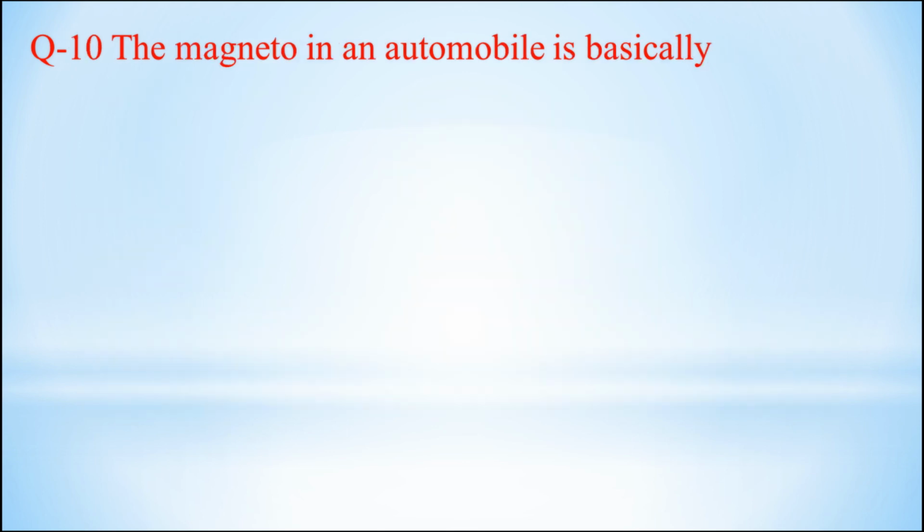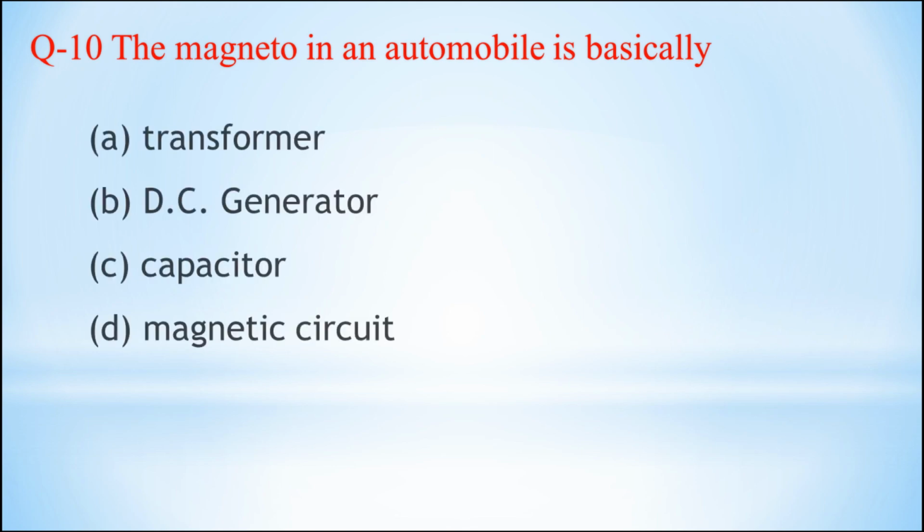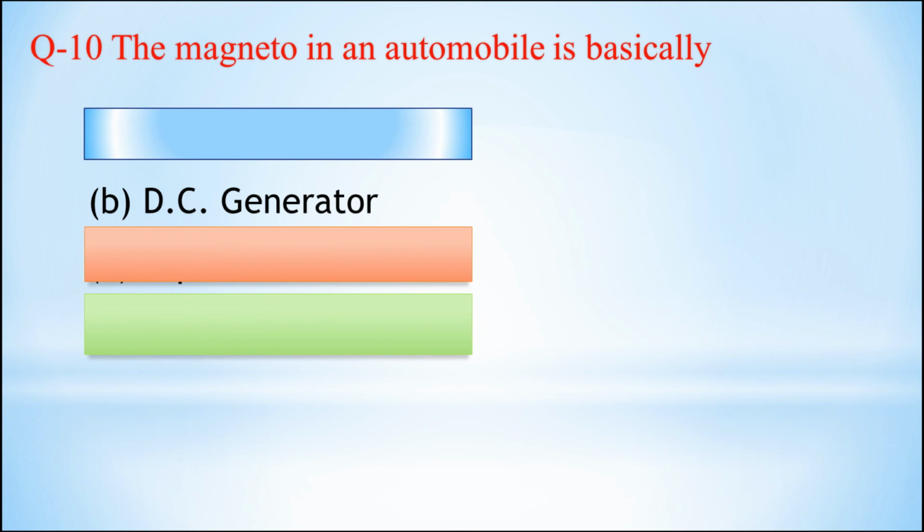Question number 10. The magneto in an automobile is basically: option A, transformer; option B, DC generator; option C, capacitor; option D, magnetic circuit. The magneto is one type of DC generator. So the right answer is that the magneto in an automobile is basically a DC generator.